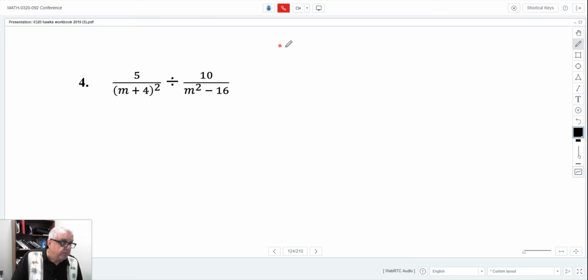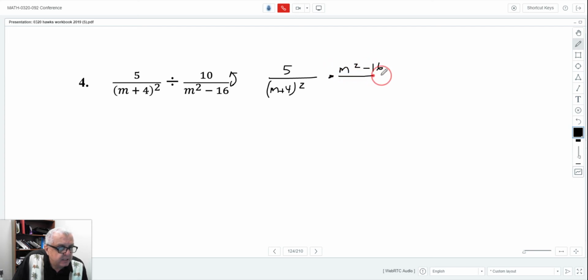It's a divide problem, so we are going to just rewrite it. 5 over m plus 4 squared. Change it to divide, changes to multiply, and then we flip the second fraction, m squared minus 16 over 10. Okay, so now that we've changed it to a multiply, we factor everything we can.